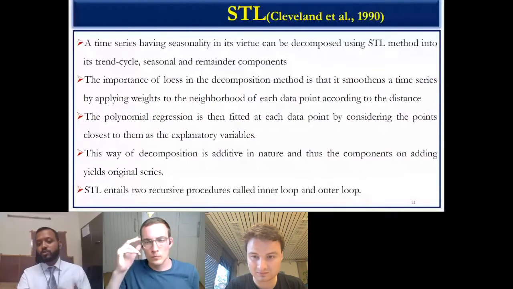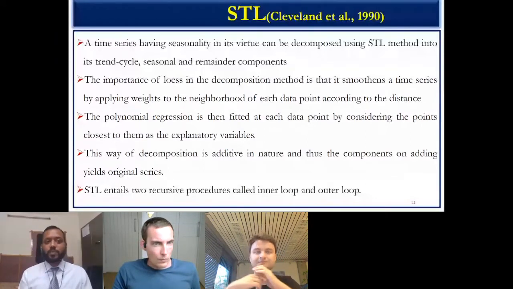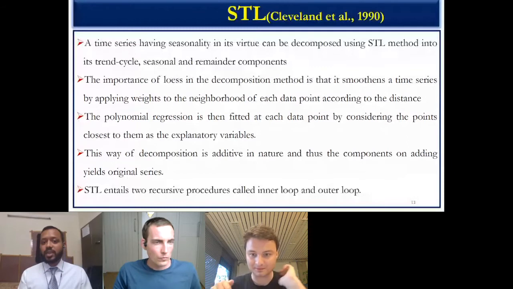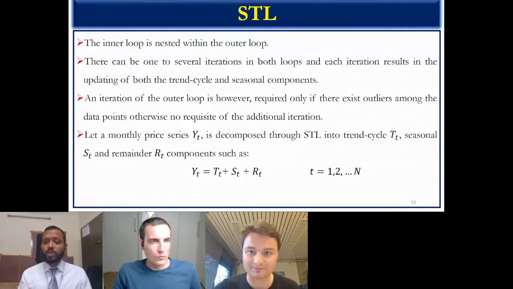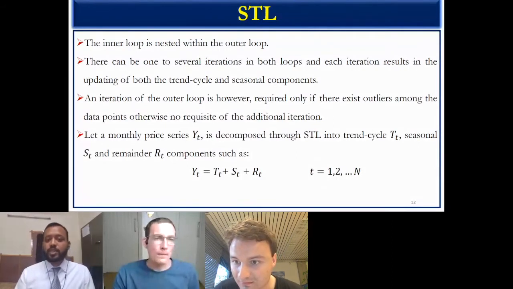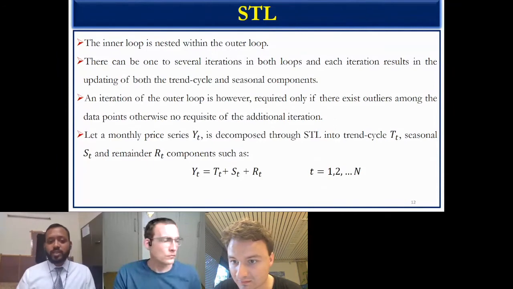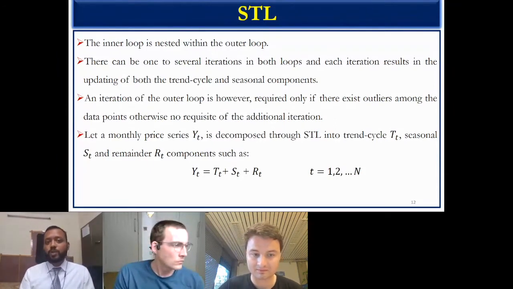STL entails two recursive procedures: inner loop and outer loop. The inner loop is nested within the outer loop, and in the inner loop, there can be several iterations. An iteration of the outer loop is, however, required only if there exist outliers among the data points. Suppose, let's say, a monthly price is decomposed by STL into trend, seasonal, and remainder. The whole procedure of the decomposition starts with a zero estimate of the trend cycle.